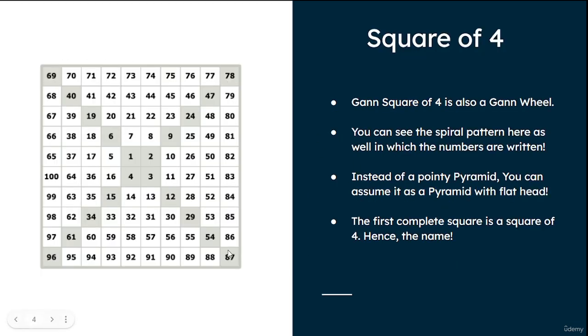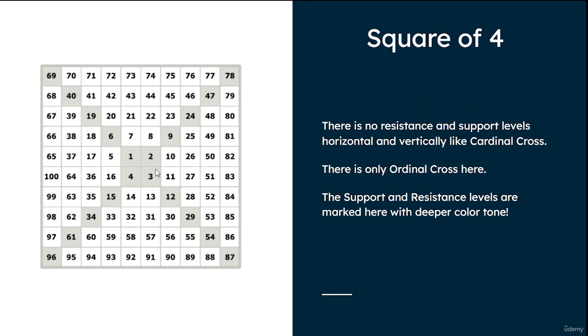So this is square of 4. Gann square of 4 is also a Gann wheel. You can see the spiral pattern here in the way the numbers are written. Instead of a pointy pyramid, you can assume it is a pyramid with a flat head. And the first complete square is a square of 4. That's why the name square of 4.